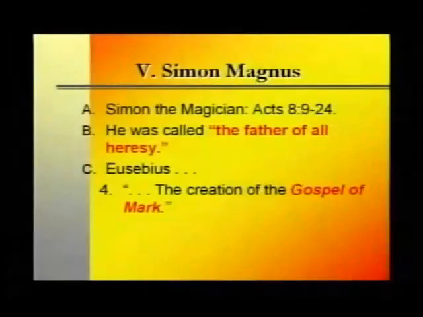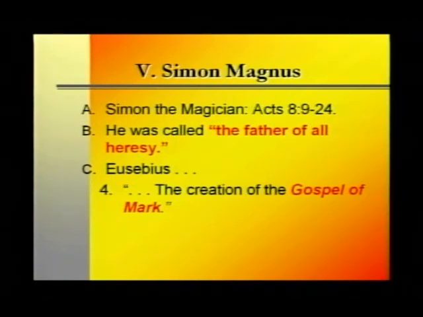Now, one last thing before the break. Here are some other things to write down in the blanks there. This is regarding Simon Magnus, the father of all heresy. Simon the magician, also known as Simon the sorcerer, is listed in Acts 8:9-24. The Samaritans regarded him as the great power of God. He was called the father of all heresy by Irenaeus and Hippolytus, and he was called the originator of Gnosticism.